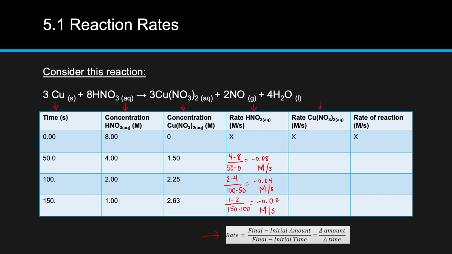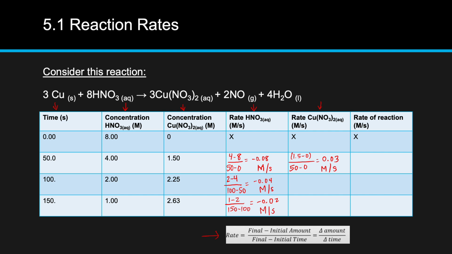So for copper 2 nitrate, we have a concentration going from 0 to 1.5, so it'd be 1.5 minus 0. And then our time would be the same, so 50 minus 0. So we're going to have 1.5 divided by 50, which is going to give us a positive 0.03 molarity per second. Now notice the reactants are becoming products. So since we are looking at a product, your rate is going to be positive because it is moving towards our products.